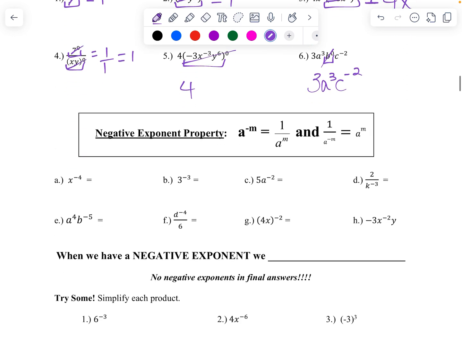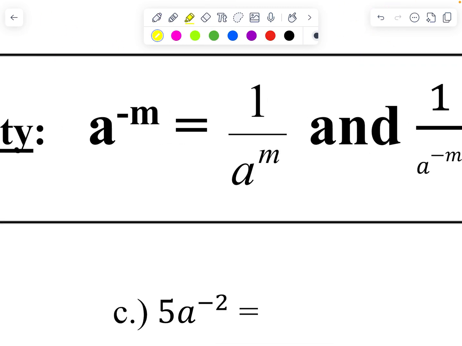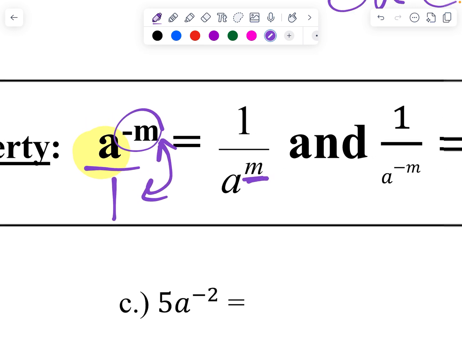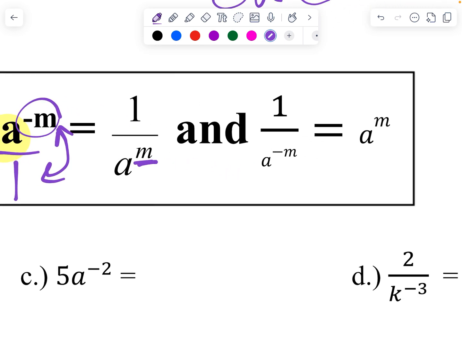So the last part of the exponent notes is about the negative exponent property. And what that is saying is that if you have a base raised to a negative exponent, so here it's negative m, we are going to basically make it a fraction, if it's not one already, by putting it over 1, and we are going to flip the fraction. So notice how the 1 is now on the top, and a to the m, now a positive m exponent, is on the bottom, the denominator. Same thing happens if our exponent is negative in the denominator. We're going to flip it, and that's going to go in the numerator.